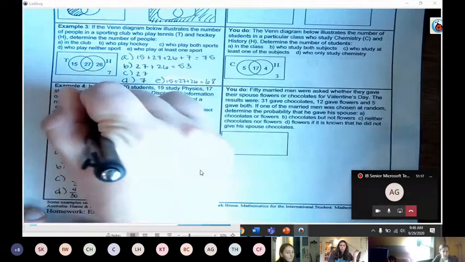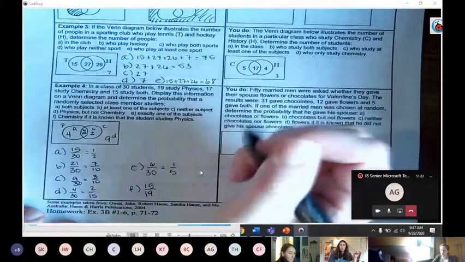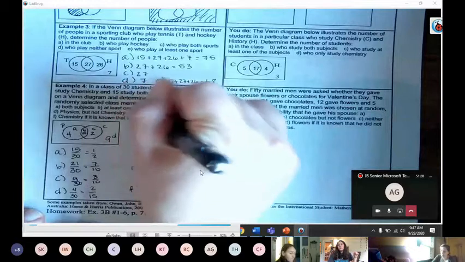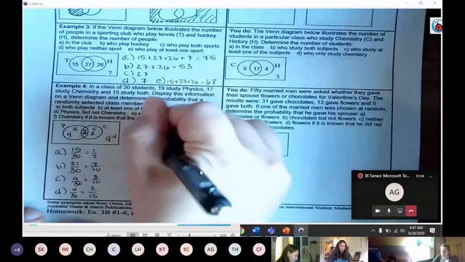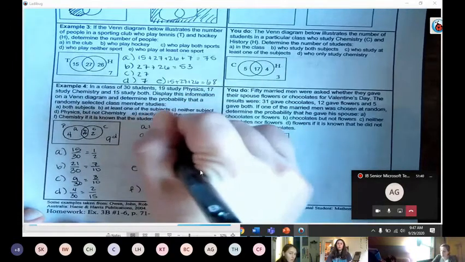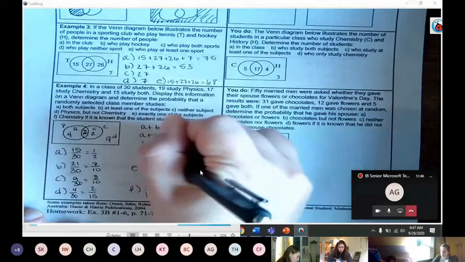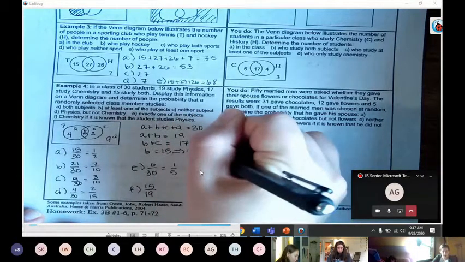Okay. If we labeled each of these little subsections A, B, C, and D, we could write out some sums that would help us out. So A plus B plus C plus D is all the sections, so that should add to 30. We know that A plus B, which was all the physics students, should add to 19. We know that B plus C, which was all the chemistry students, should add to 17. And this means that B must be 15, C must be 2, and A must be 4.